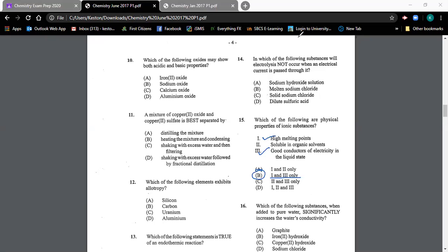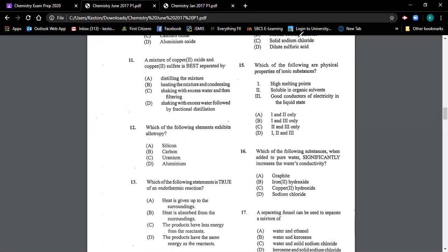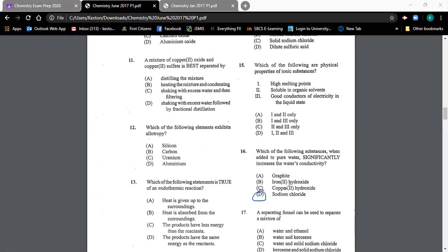Next, we have 16. Which of the following substances, when added to pure water, significantly increases the water's conductivity? We saw this last week. It's been the topic of our discussion for the last 3 questions. Yes, you are all correct. Sodium chloride. It gets in water, it dissolves. You're going to have sodium ions and chloride ions going around there, and that's going to allow the passage of electricity. So that increases the conductivity of water.